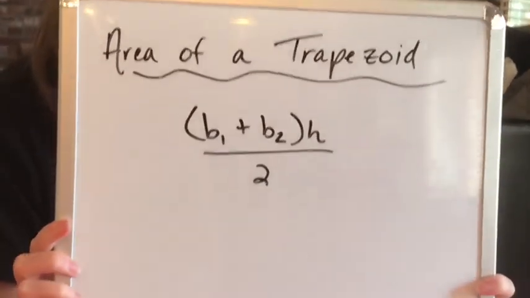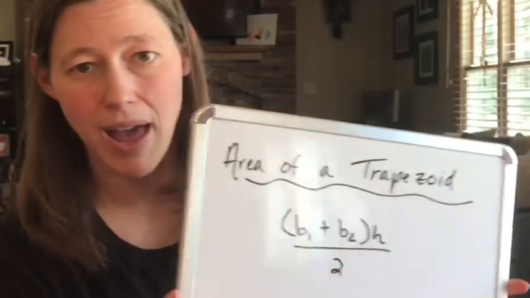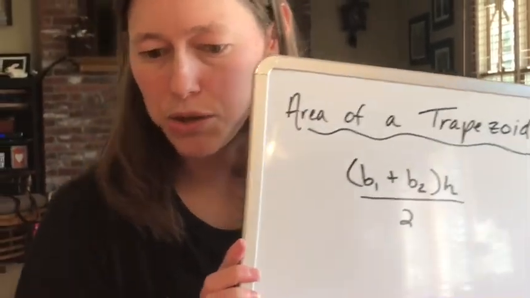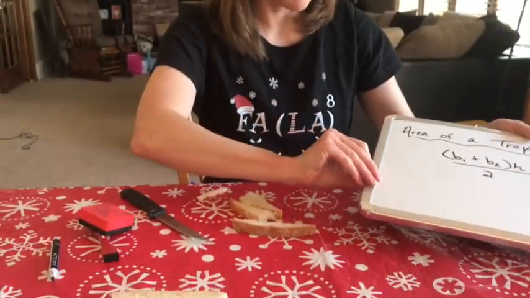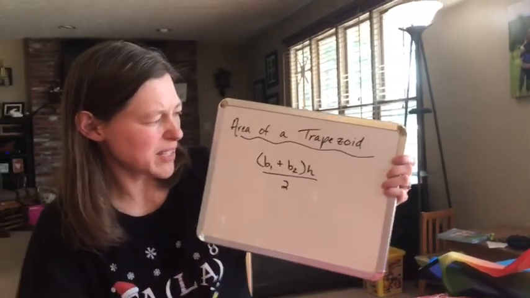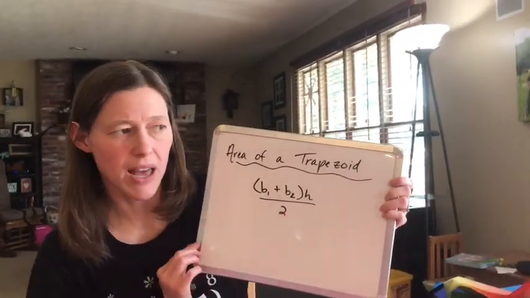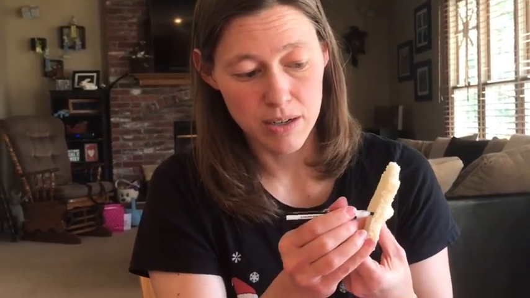So the formula for the area of a trapezoid is this. You take the 2 bases, you add them together, you multiply by the height, and you divide by 2. And I'm going to show you why that is the case. Basically it's the average of the bases times the height. So the average of the bases would be in the middle of the two bases, like right here, and right here. That's like the average of the bases.